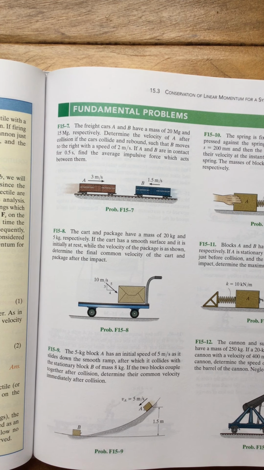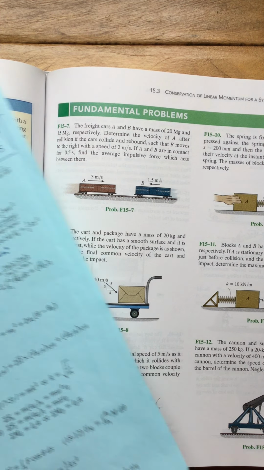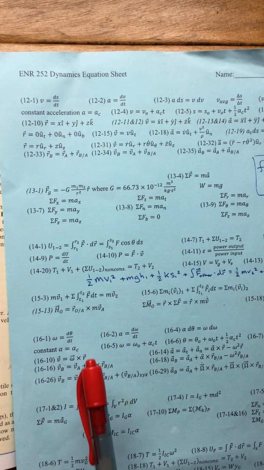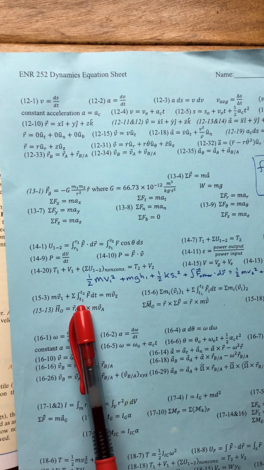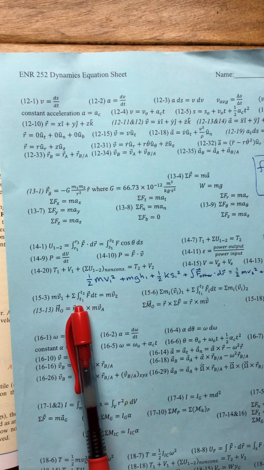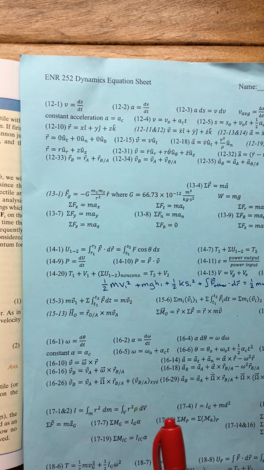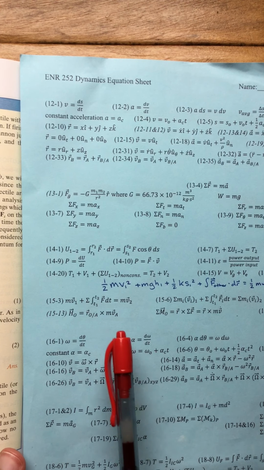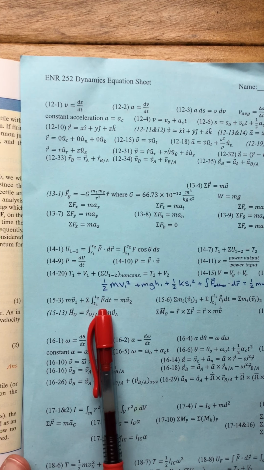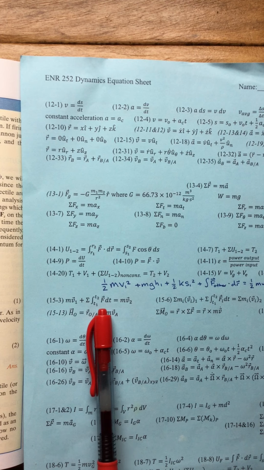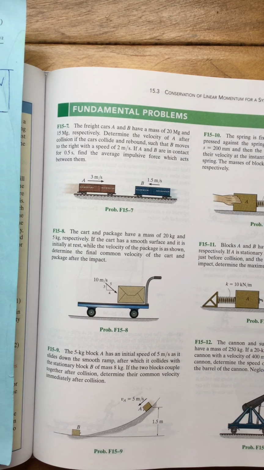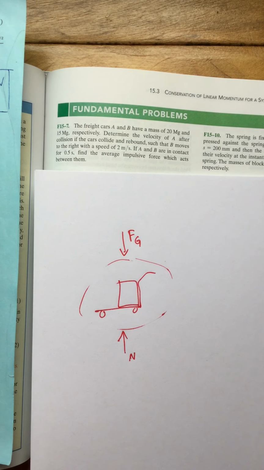So this is from the impulse momentum chapter, so we're going to use equation 15-3. And this is section 15.3, in which the impulse should be equal to 0 if we pick our system correctly. So we want to check to make sure that the sum of the external forces acting on our system is equal to 0. So for this, we would choose our system to be the cart and the package together.